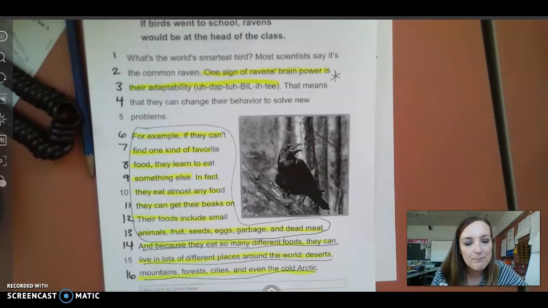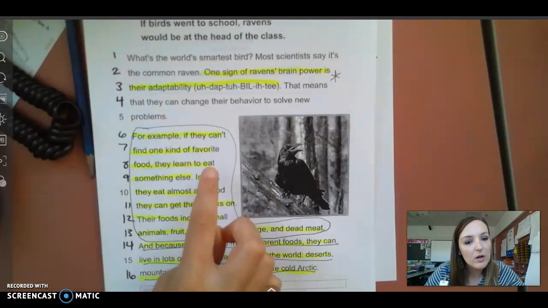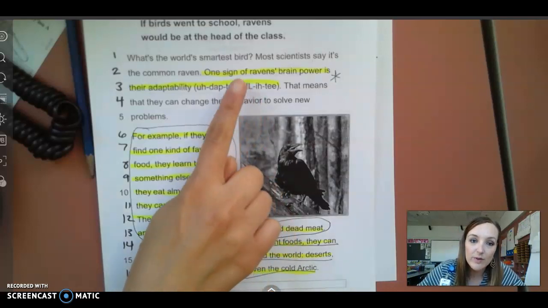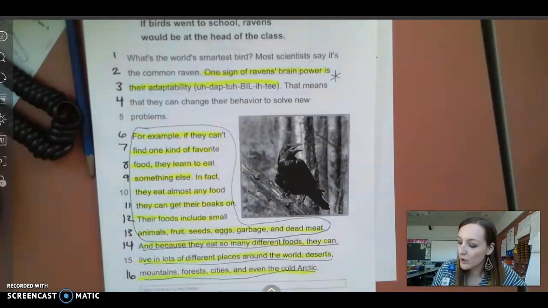Perfect. Okay. So, remember, when you're searching for the features of an effective explanation, you're looking for an introduction telling you what it's about to be about, the topic. You're looking for a section that tells you examples or evidence that is going along with your topic. And then you're looking for a concluding statement or kind of like a wrap-up.